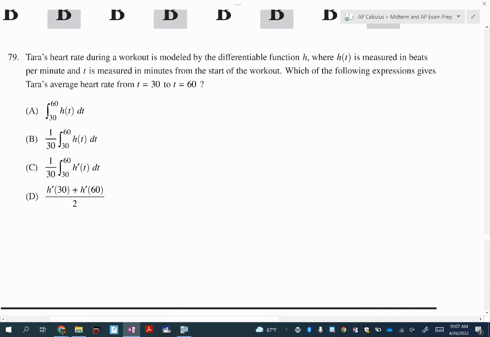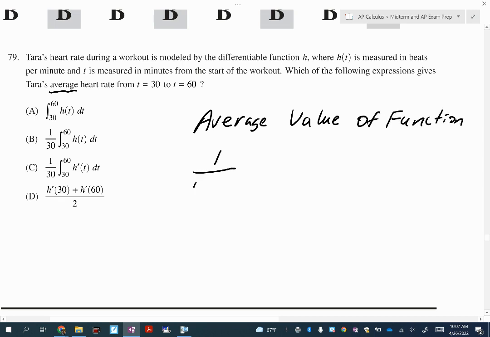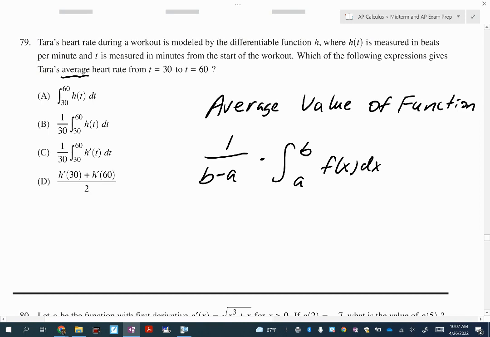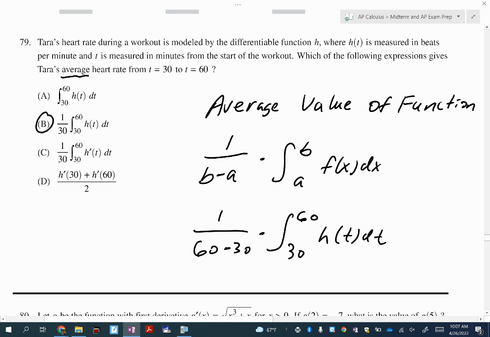All right, this question is asking about the average heart rate. So this is the average value of a function, right, which we've used before. The formula is 1 over b minus a times the integral from a to b of your function. All right, so if we're just kind of plugging in the stuff that we know, we're saying that we want to know the average heart rate from 30 minutes to 60 minutes. So I'm going to do 1 over 60 minus 30 times the integral from 30 to 60 of our function. In this case, our function is h of t. So if I match that up with my answer choices, I'll find that the answer is B.